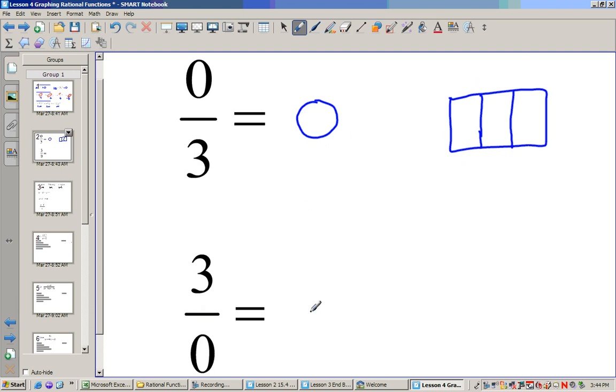That's 0. This one is undefined. What that means is I have a box, and I cut it into 0 sections. Well, if I can't cut it into 0 sections, if I did that, there wouldn't be a box. And if I don't have a box, how can I color 3 of them? This doesn't make any sense with fractions. So anything over 0 will be undefined.